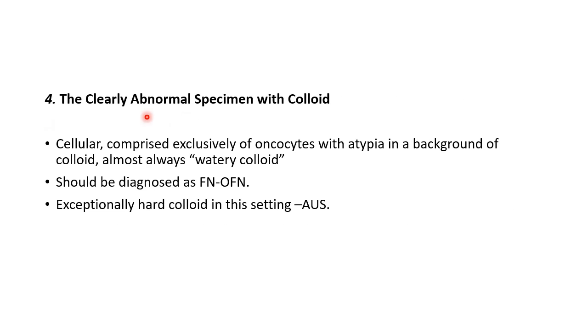Then the fourth scenario is if you have a clearly abnormal specimen with colloid. So you have a cellular specimen composed exclusively of oncocytes with atypia, but the background is showing colloid. If you have watery colloid, then you can diagnose it as oncocytic follicular neoplasm. So oncocytic follicular neoplasms can show watery colloid. If you have exclusive oncocytes with atypia and presence of watery colloid, you call it oncocytic follicular neoplasm. However, if you have hard colloid in this particular setting, you should categorize it as AUS.